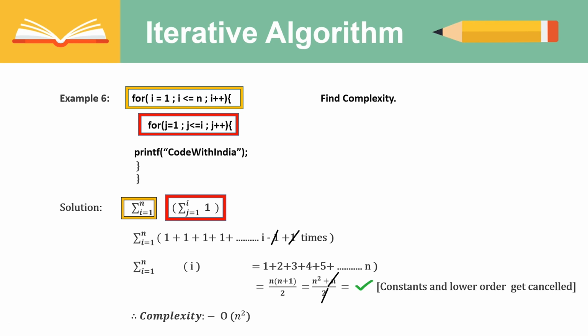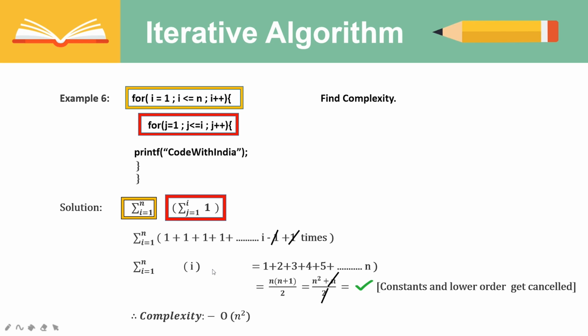That is i minus 1 plus 1. Here the upper bound is i and the lower bound is 1. The plus 1 and minus 1 get cancelled and we get 1 plus 1 plus 1 up to i times, which we can write as i. Now we have the value sigma i = 1 to n of i.